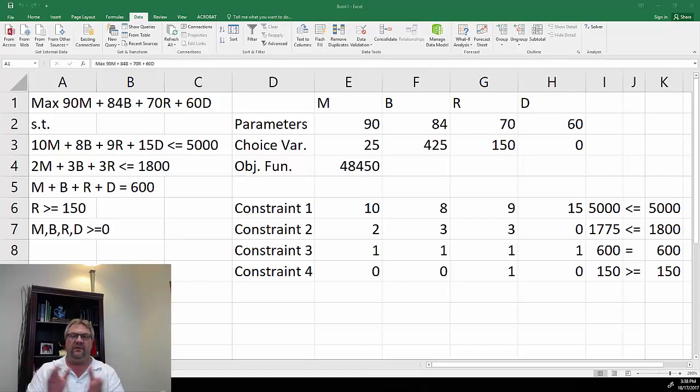What you see here is a problem from your book. It starts on page 118. I wanted to go through this problem because it has some interesting features I wanted to talk about, and it's also got some interesting dynamics happening in our sensitivity analysis. Okay, so what's going on here?